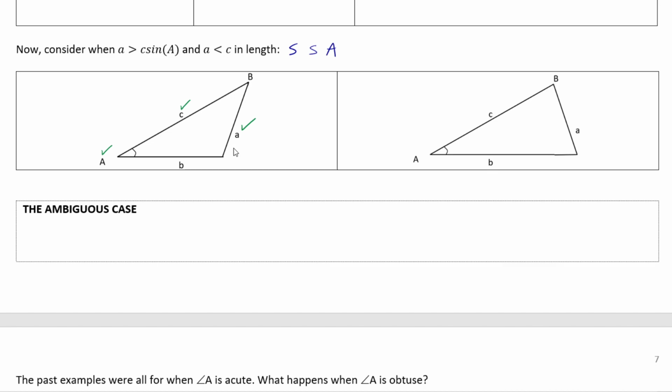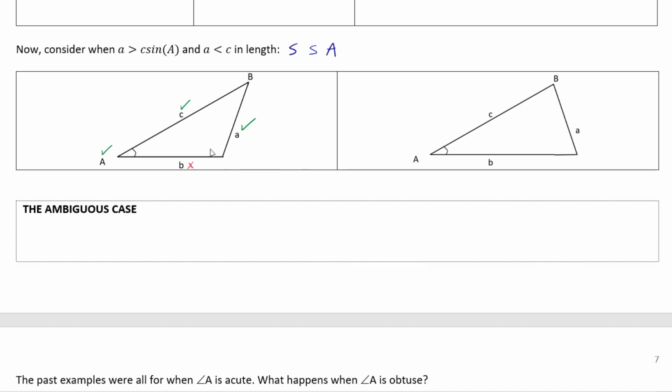What I mean by non-contained angle is an angle that is not between the two given sides. So you're provided a value for a, a value for c, and a value for capital A, or angle A. You do not have angle B given to you in the question. In this situation, there are two possible triangles that can arise.